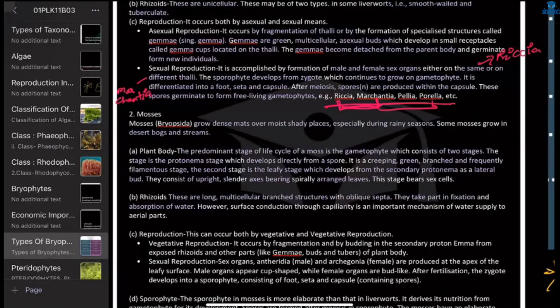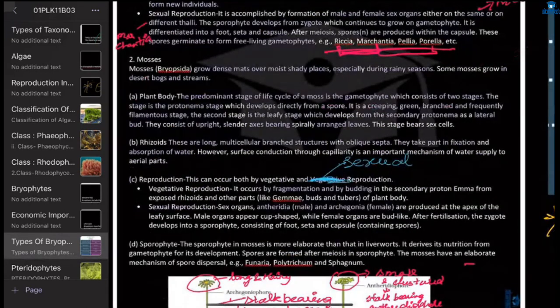Now reproduction, this can occur both by vegetative and sexual reproduction. Here should be written, here should be sexual reproduction. Okay, just make the correction, vegetative and sexual reproduction. Now vegetative reproduction occurs by fragmentation and budding, and in sexual reproduction, Antheridia and Archegonia, male and female, will be present and they will fuse together and form the zygote, and the zygote then develops into the sporophyte, which consists of foot, seta and capsule, जिसके अंदर क्या रहता है, spores रहता है.